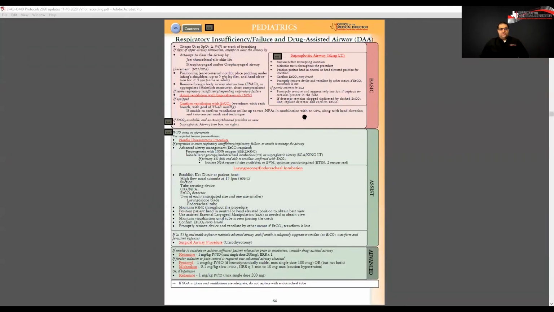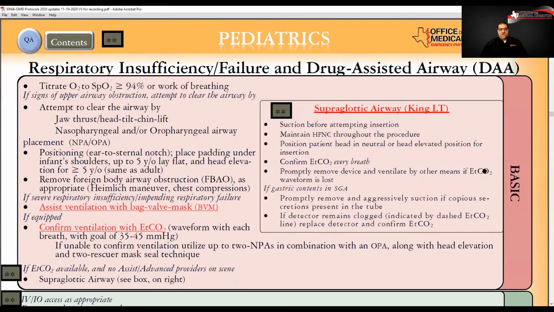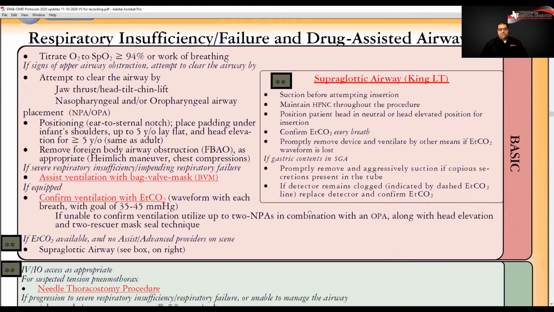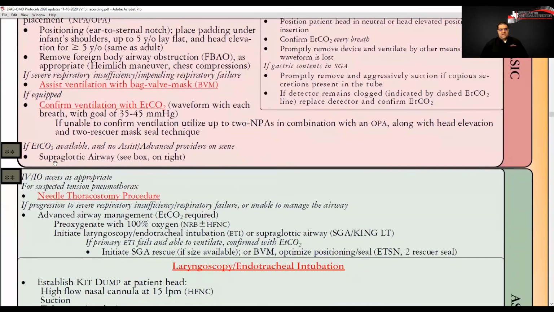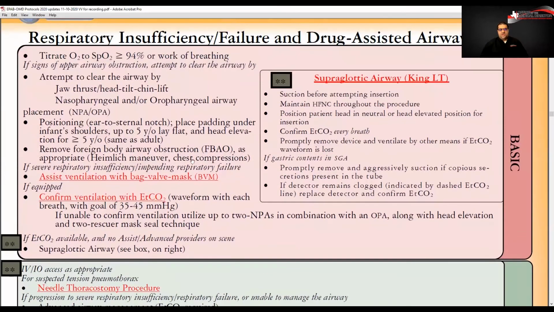For the pediatric respiratory insufficiency and failure, really the same changes as it was for the adult, just moving the supraglottic airway allowance up to the basic level out of assist. It already was in practice, but just moving that up to where it really belonged. And then again, this allowance for if you don't have an ALS provider on scene, if you've got your end-tidal CO2 capabilities, then you're within your rights to place a supraglottic airway.